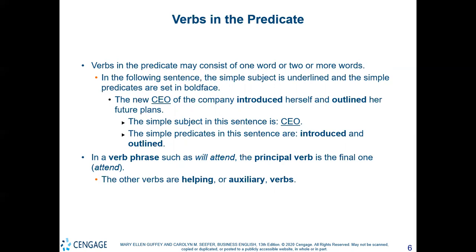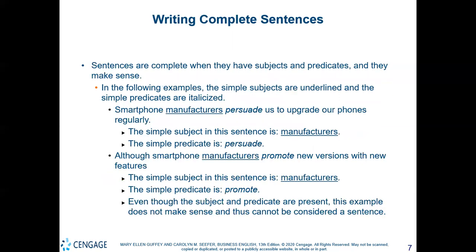In a verb phrase such as will attend, the principal verb is the final one, attend. The other verbs are helping or auxiliary verbs. Writing complete sentences. Sentences are complete when they have subjects and predicates and they make sense. In the following examples, the simple subjects are underlined and the simple predicates are italicized.